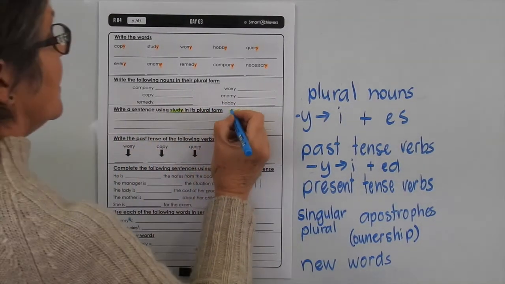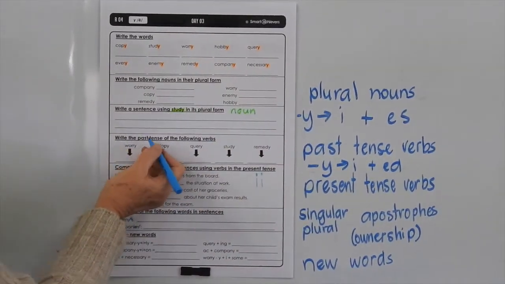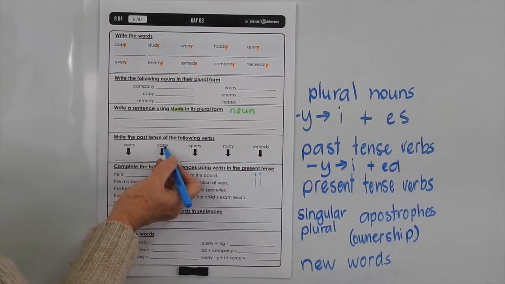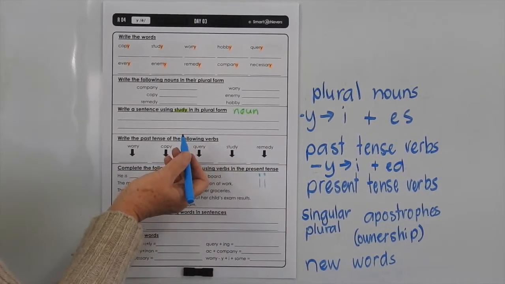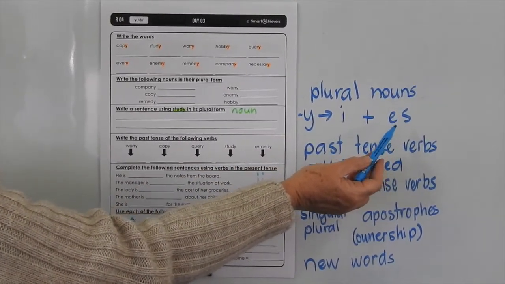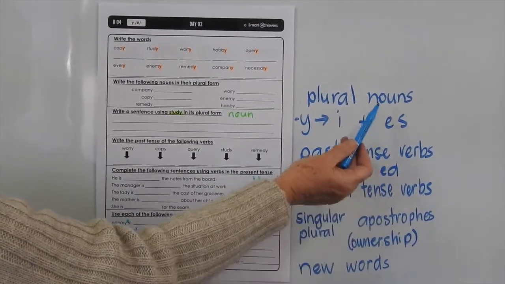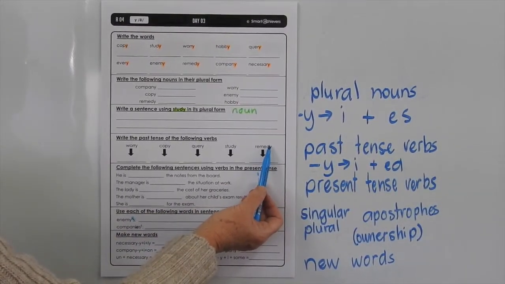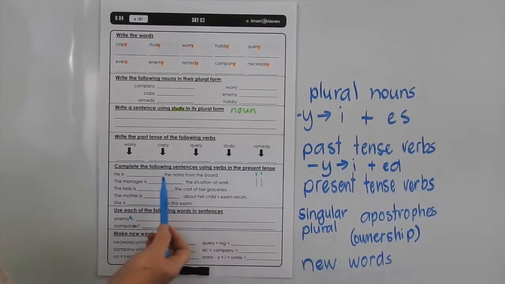Now, I might write that in a darker colour for you. Noun. Now down here it says write the past tense of the following verbs. So the verbs are worry, copy, query, study and remedy. Now the same as when you're adding ES to the end of a word that ends with a Y that has a consonant before it. When you're doing verbs or nouns, when we're adding the ED for a verb, you're going to change the Y to an I before you add the ED. So that's what you're going to have to do for each of these.